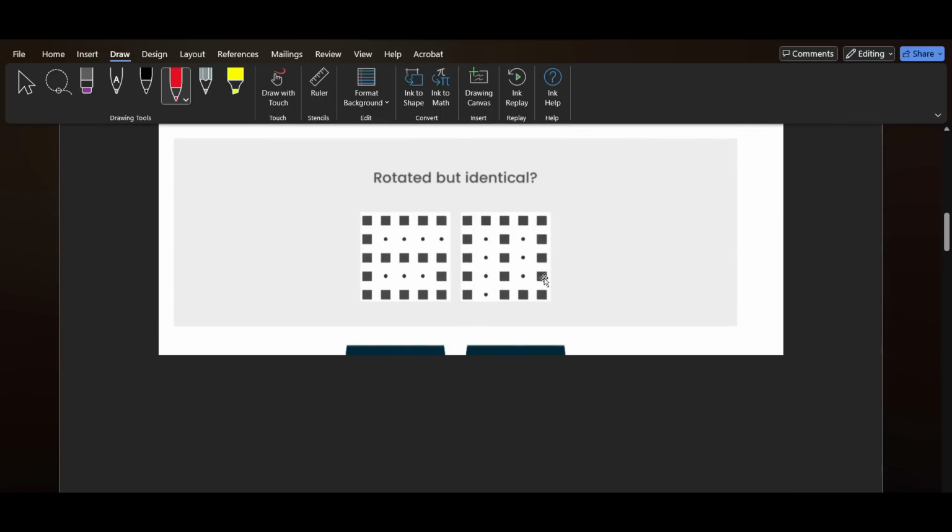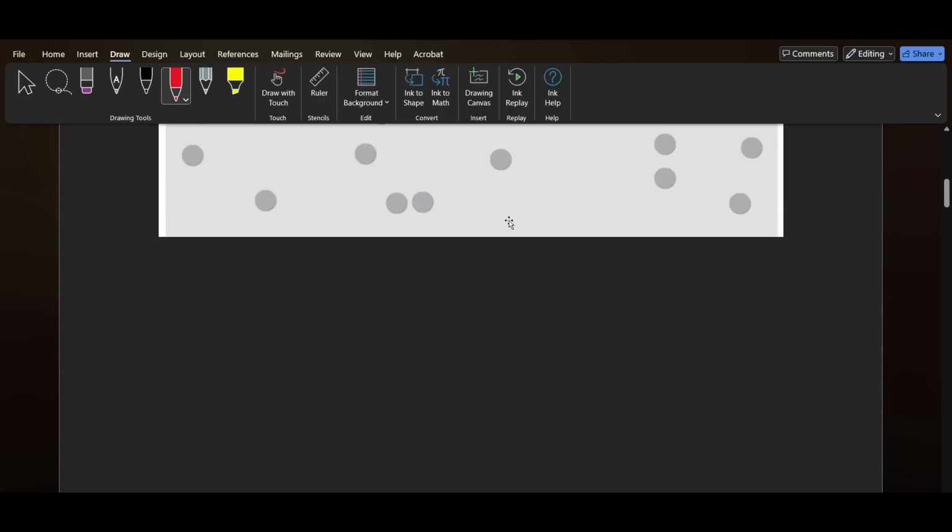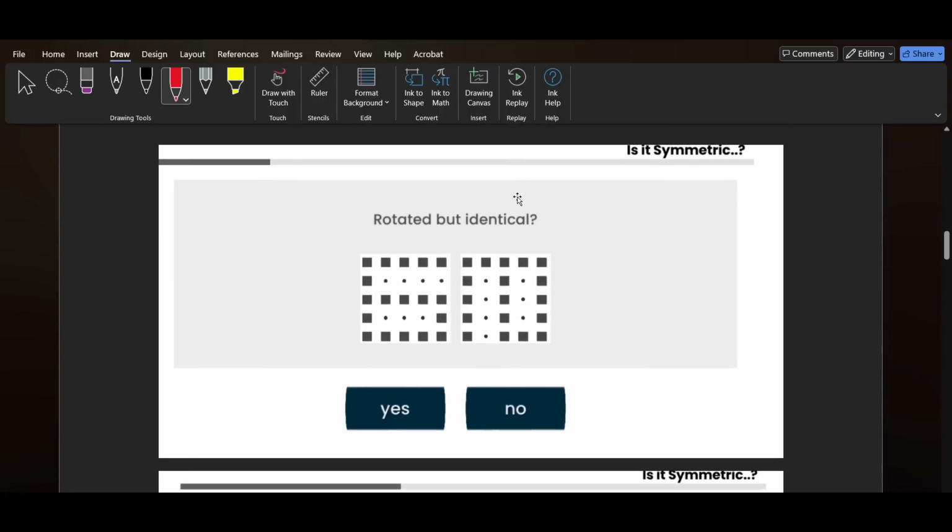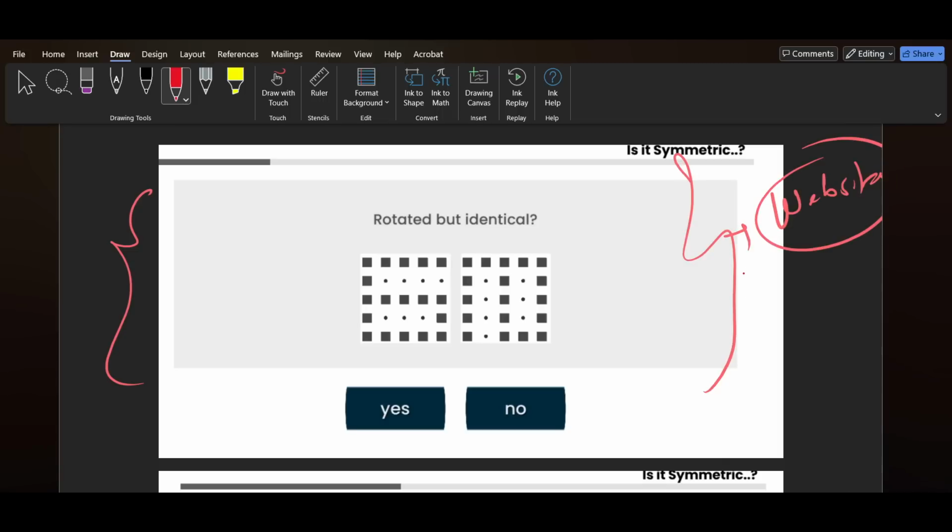Now let's discuss another one. In this kind of game-based assessment, you will get some question like this. Also, the website link will be provided in the description, which you can use to play these games.